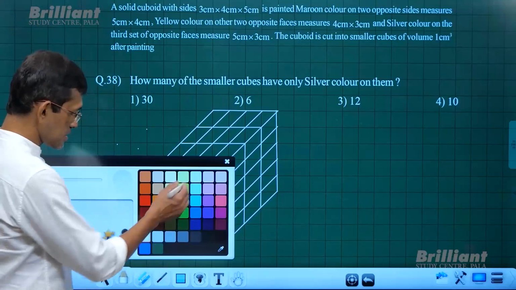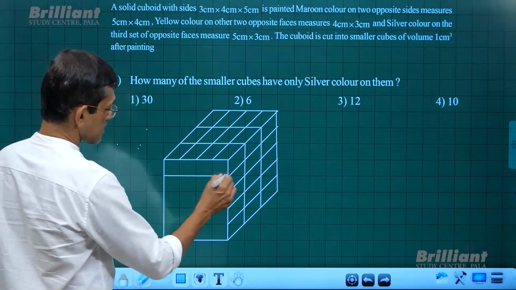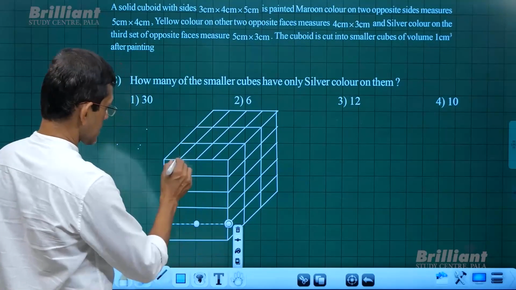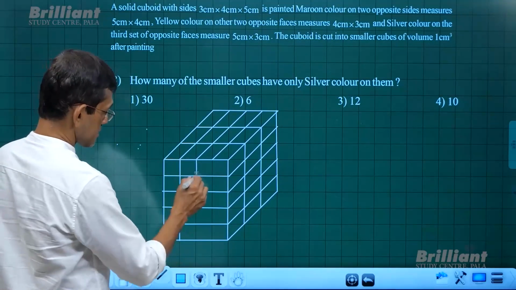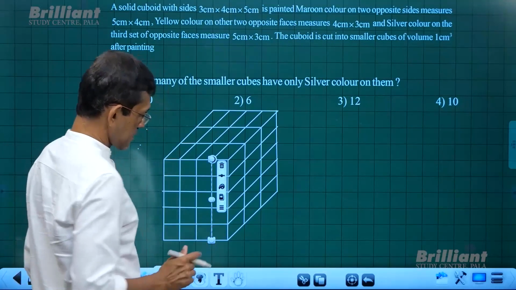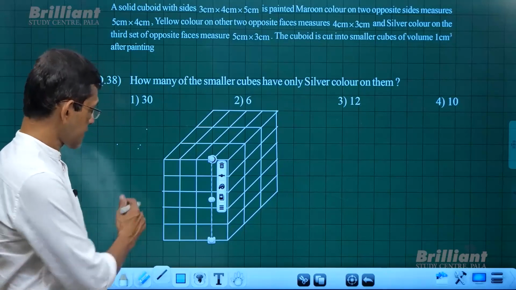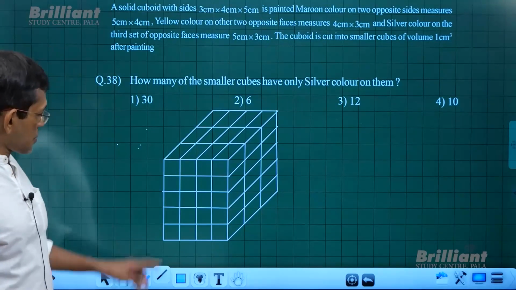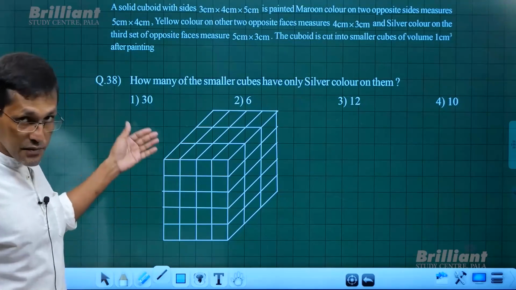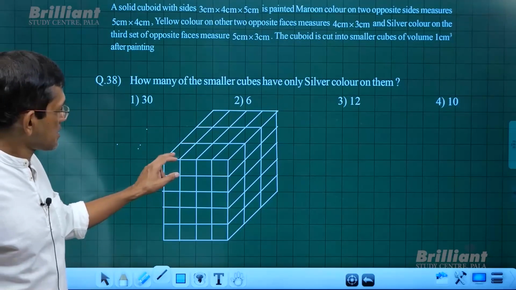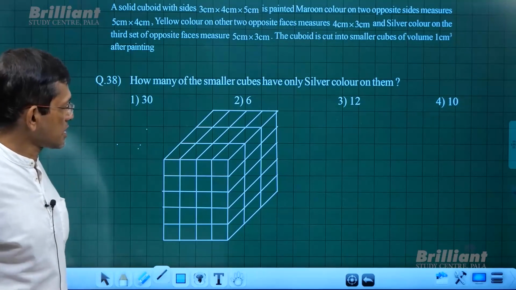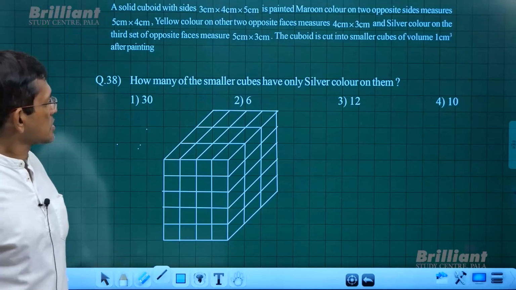And of course, let me complete this part as well. So this is the cuboid we have. It's a 5 into 4 face right here, and on the back side we have another 5 into 4. This is 4 into 3, and this is 5 into 3. So that's how it is. Okay, so let's do the questions.